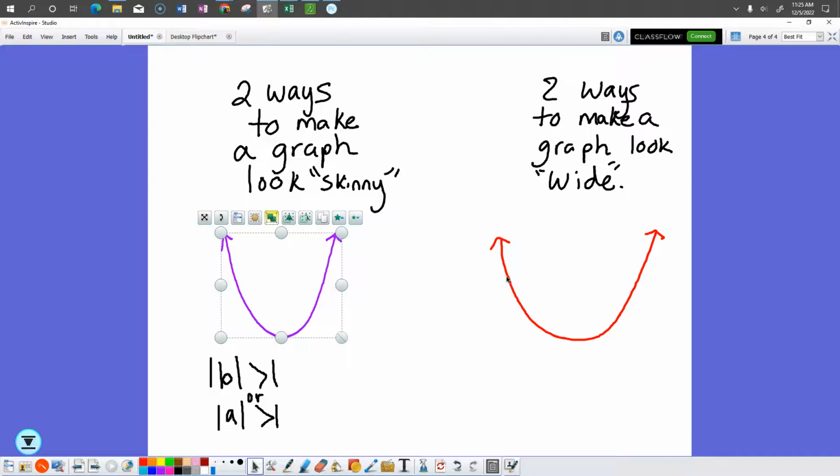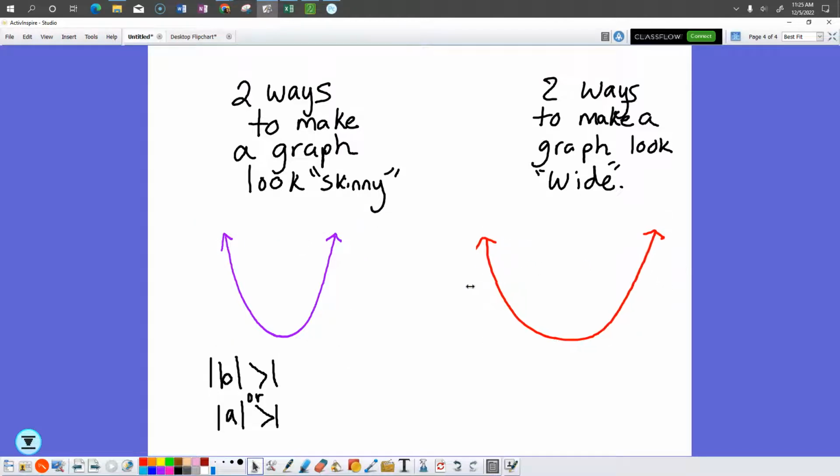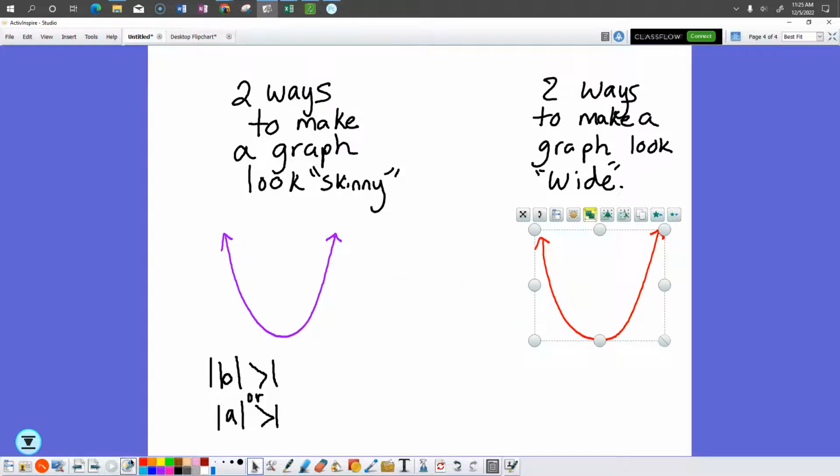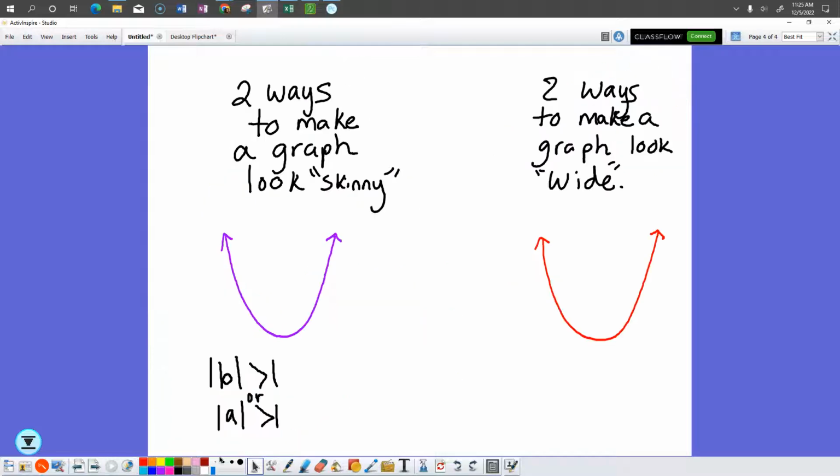Now, how can we make our graph look wider? One way you can make it look wider is by stretching it horizontally. So going back to here, a horizontal stretch means that b is less than 1. B is less than 1, or not b itself, but the absolute value of b is less than 1.